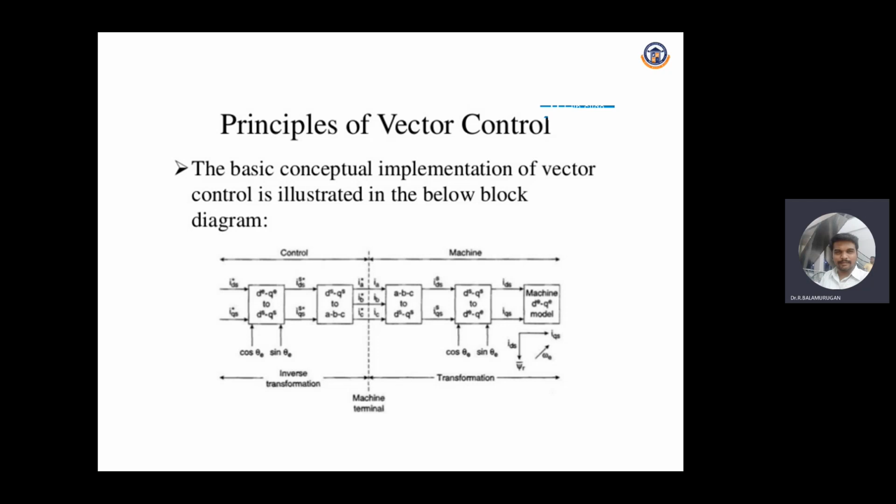And from this discussion, we have concluded that by decoupling nature, we can have precise control of the induction motor. So for that, we are following the DC drive decoupling nature, and we are generating the vectors.